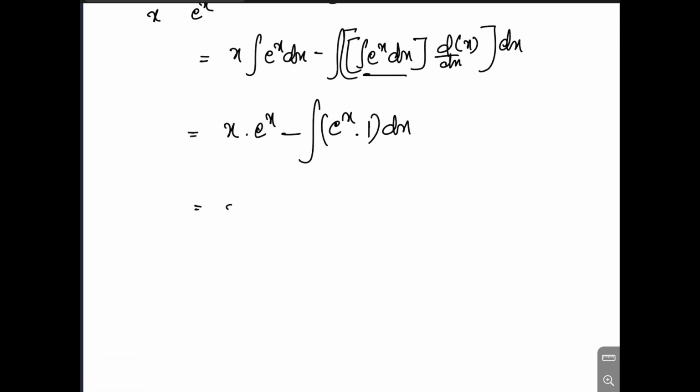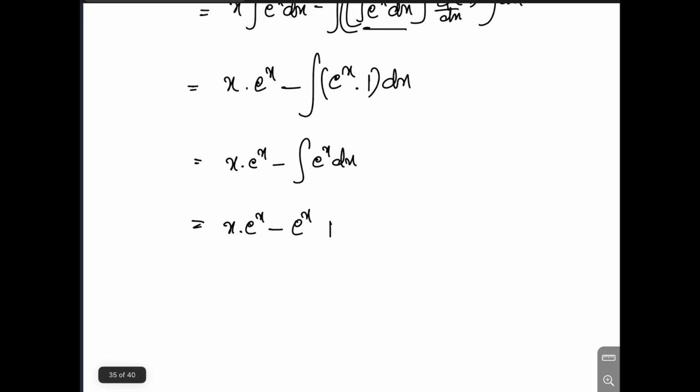So here x into e raised to x minus integration of e raised to x dx here, x into e raised to x minus integration of e raised to x is e raised to x itself plus c. Here at last we need to add plus c because it's an integration constant. So finally we'll get here x into e raised to x minus e raised to x plus c.